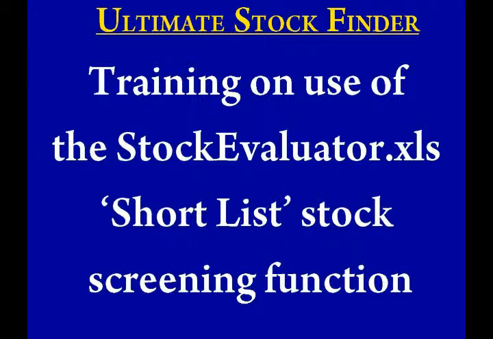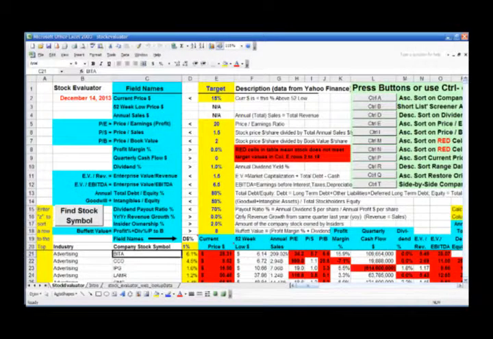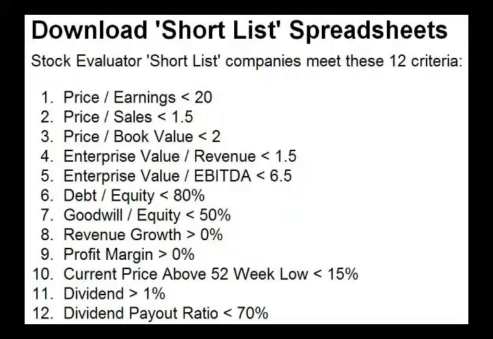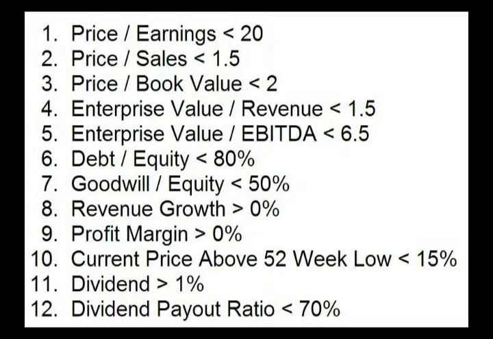Stock Evaluator Short List uses the Microsoft Excel Data Filter Autofilter function so you can set screening limits for the various fundamental value columns in the Stock Evaluator.xls spreadsheet. Here are my starting autofilter short list screening limits for the 12 columns I use.